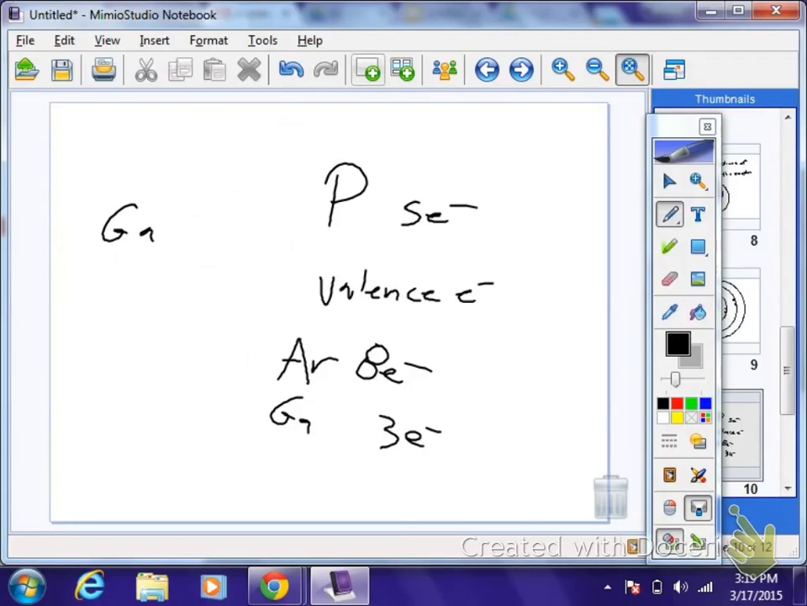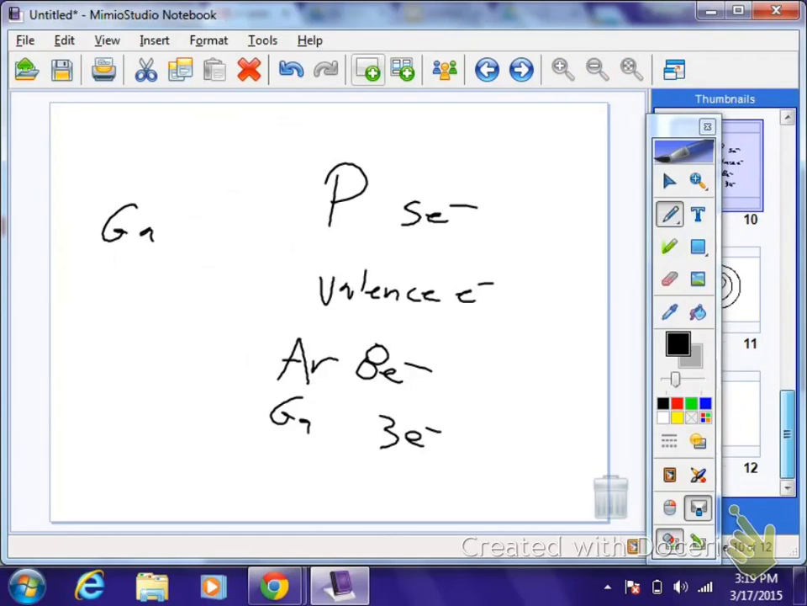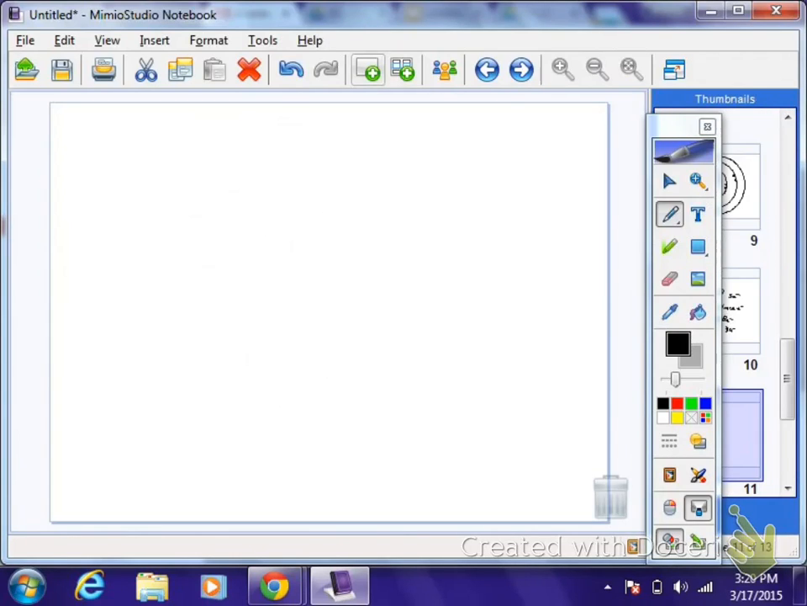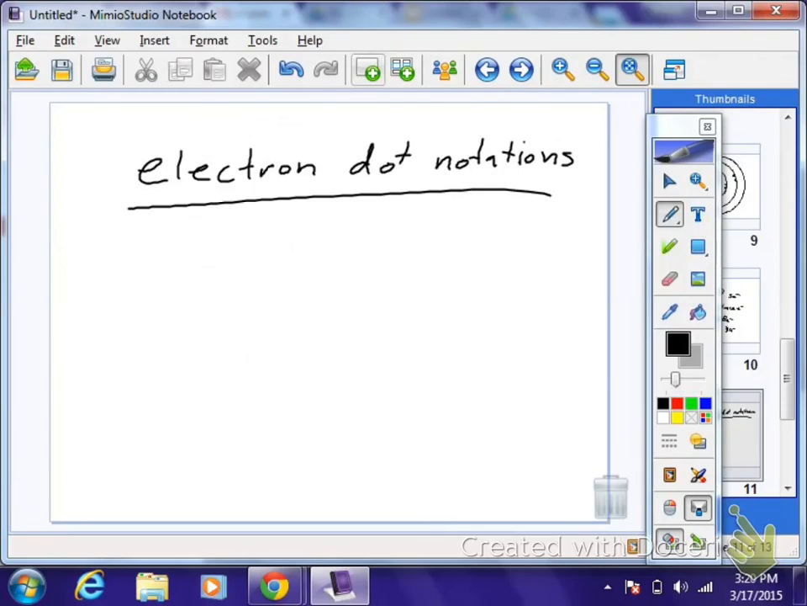Got it? Last thing I'm going to have you do, and this is what you're going to have to do tomorrow, is we're going to talk about this idea of electron dot notation. So we're going to combine what we did with the circles and with counting valence electrons and include it in what's called valence dot, or I'm sorry, electron dot notation.